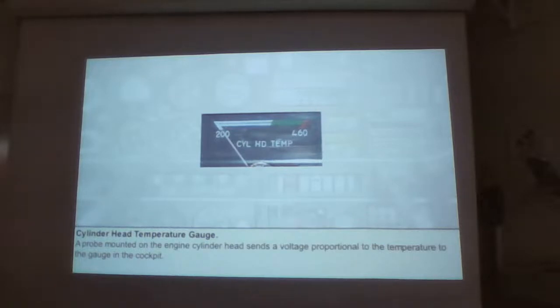Most general aviation engines sample the cylinder head temperature of the hottest cylinder. The hottest cylinder is determined by extensive flight tests carried out by the engine manufacturers.